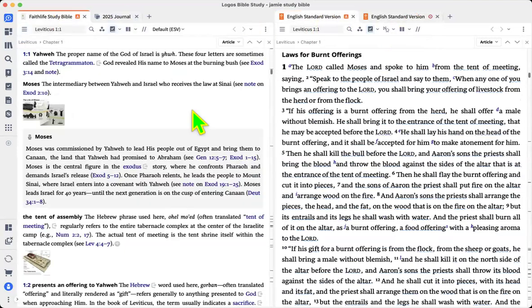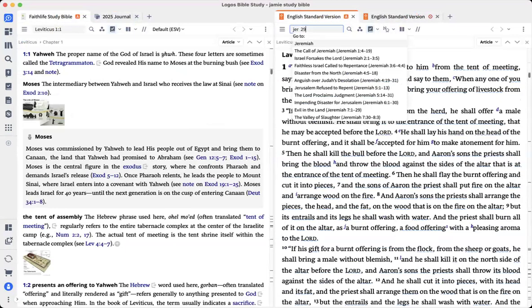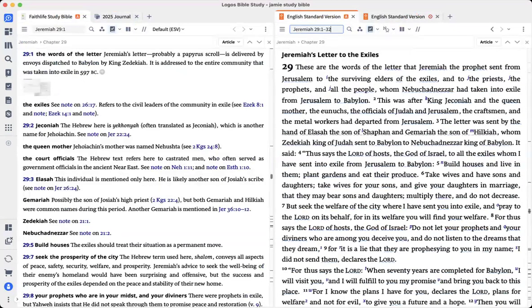Okay, so 3 contexts: historical context, literary context, and social context. With historical context, we're going to look at Jeremiah 29. This is a very famous passage in Jeremiah, that declares the Lord has plans for welfare and not for evil, to give you a future and a hope. And we can actually misinterpret that passage if we don't understand the historical context behind it.